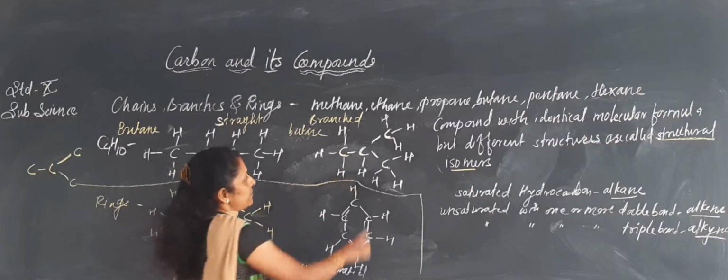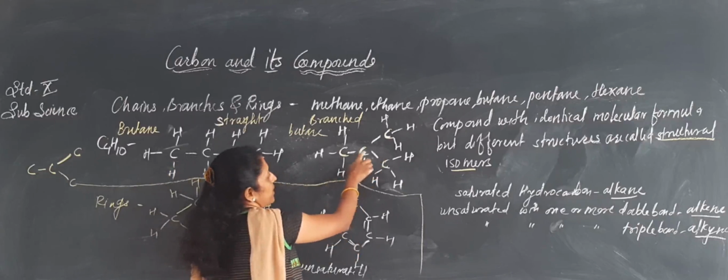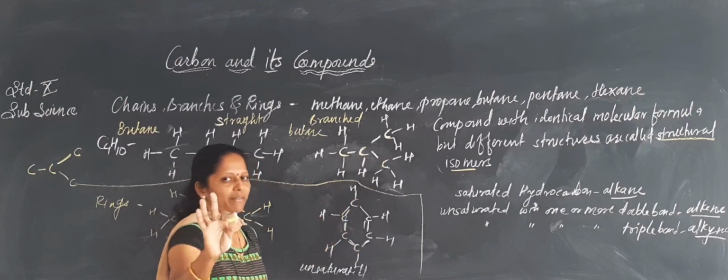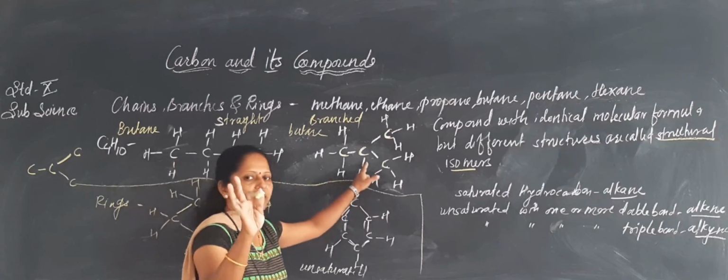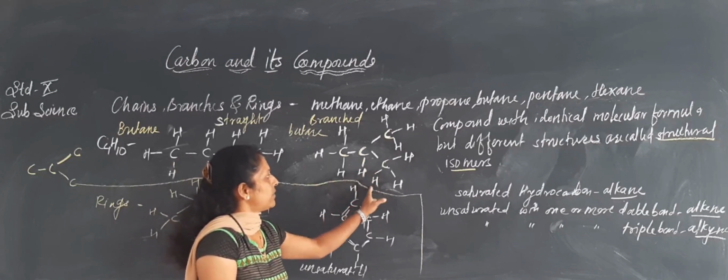That one you should show here. 1, 2 here, and 3, 4. So here for each carbon atom, we have tetravalent carbon, so 4 linkages, 4 bondings are there. And for hydrogen also, here one, for hydrogen here one.